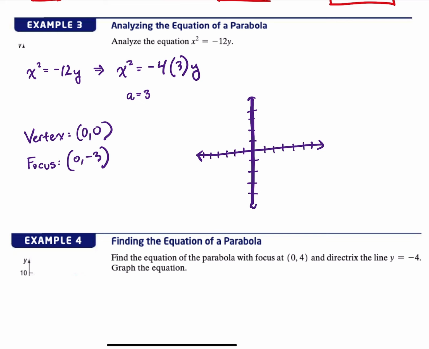Okay, let's place the vertex point at the origin. Focus will be below because it's negative and a distance of 3 units away. So that gives me my point 0, negative 3. So that should already tell me that the directrix should be up here at positive 3 going through y. That looks like y equals positive 3. So let's give the directrix.